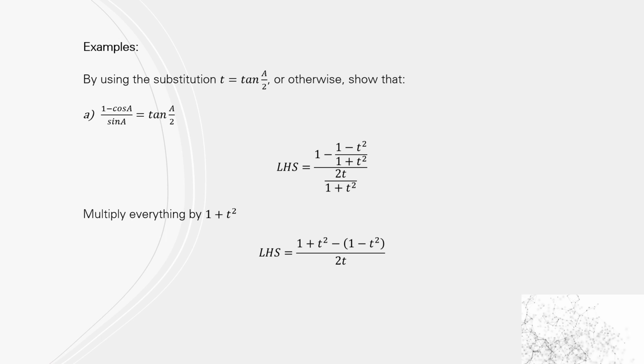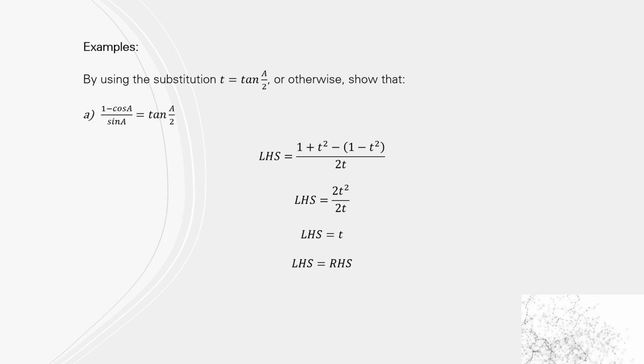So multiplying everything by 1 plus T squared, I get 1 plus T squared minus the 1 minus T squared all over the 2T. So expanding that top bracket and collecting like terms, you get 2T squared over 2T. Simplifying there, you get T. And that's what we're after because T is tan A over 2. And that's what we were asked to prove. So it equals the right-hand side.